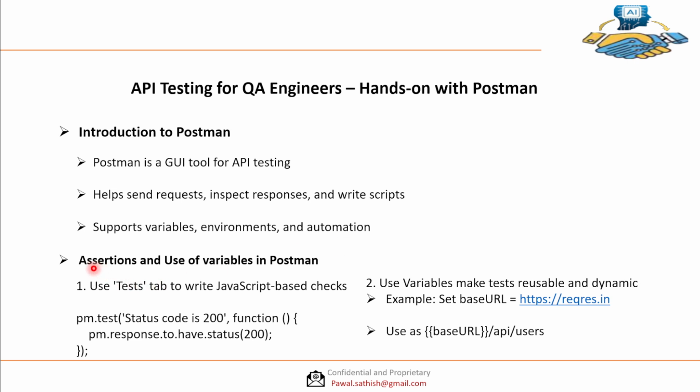So here you can see I give one example of assertion and use of variable in Postman. Here we can put some assertions. And variables, like here you can see base URL. No need to repeat the same base URL again. We can use the variables in curly brackets, and later we can use the same variable everywhere.